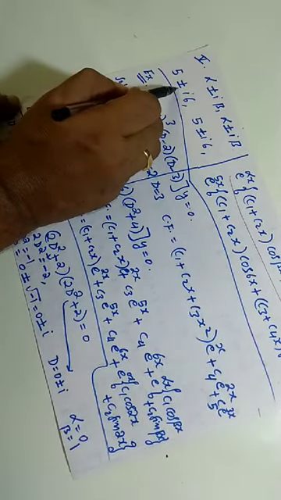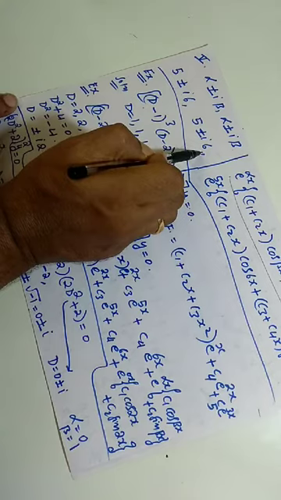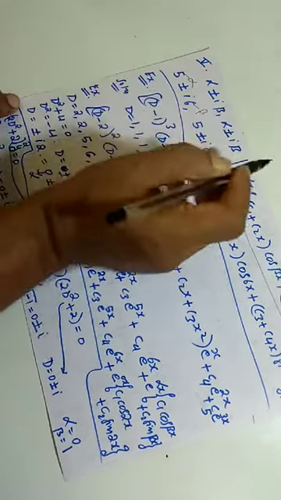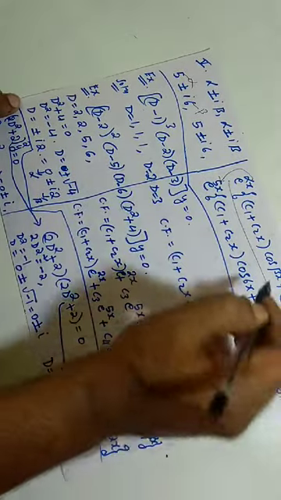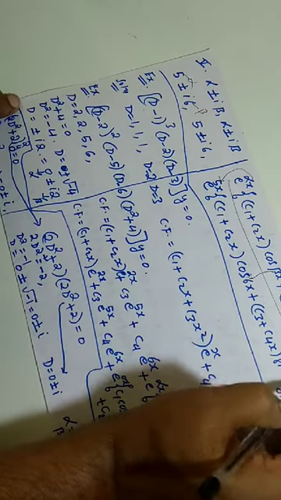Suppose you got roots 5 plus or minus i into 6, and again 5 plus or minus i into 6, if it is repeated. Then what is alpha? Alpha is 5. What is beta? Beta is 6. So just substitute. Alpha is 5, beta is 6.